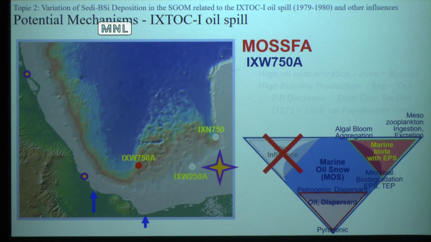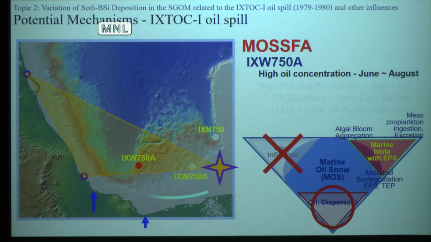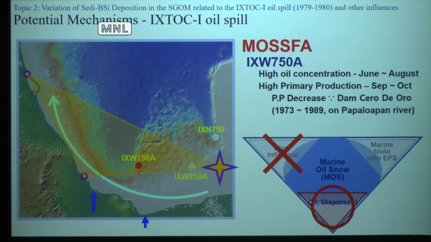And also, in the case of IXW750A, the high oil concentration was found in this triangle-shaped area, and IXW750A is also included in this area. But the high primary productivity season does not match the high oil concentration period. And also the primary productivity decreased because of the dam construction on the Papaloapan River. So it is expected that IXW750A doesn't have proper environmental conditions for the MOSPA event to happen.